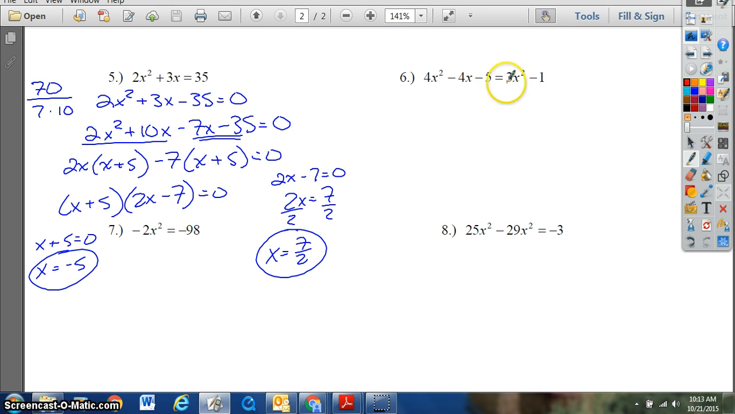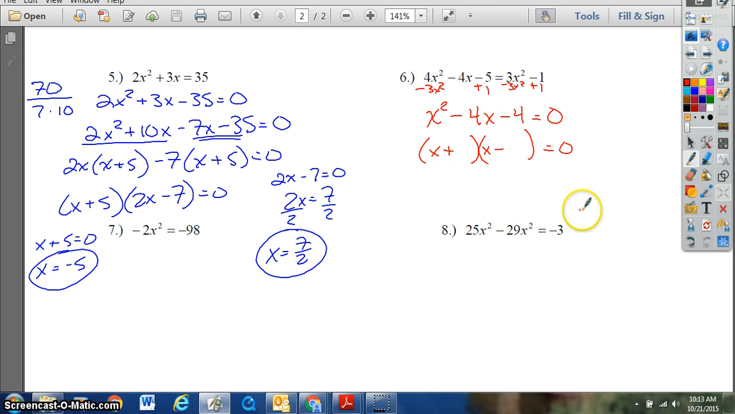Number 6, set it equal to 0 again. So I'm going to subtract this 3x squared over. So it's going to give me 1x squared minus 4x. I'm going to add 1 over. Okay, and jump right into my parentheses here. This is x, this is x. I want numbers that multiply to be 4 and have a difference of 4. Well, let's see here.